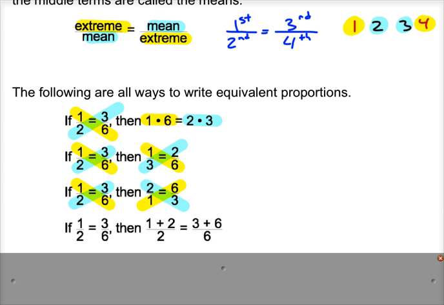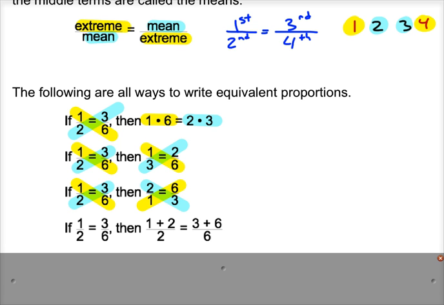The next one looks a little different. If I keep my original 1/2 equals 3/6, then if I take the fraction on the left and add the numerator and denominator together and put them over the denominator of 2, it'll equal the fraction on the right if I add the numerator and denominator together, 3 plus 6, and put it over 6.